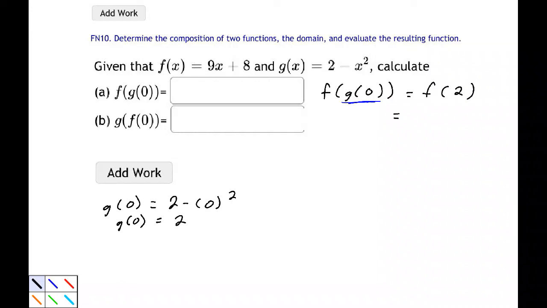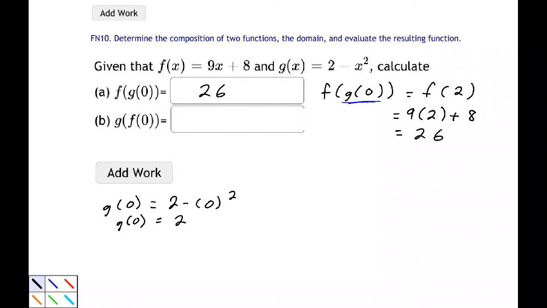Well, f of 2 would be replacing the x in f of x, 9x plus 8, with 2. So this would be 9 parentheses 2, close parentheses, plus 8. 9 times 2 is 18. 18 plus 8 is 26. So f of g of 0 is equal to 26, and that's the first part.